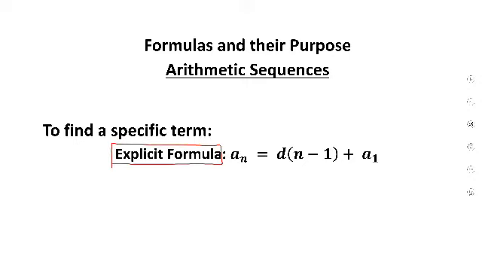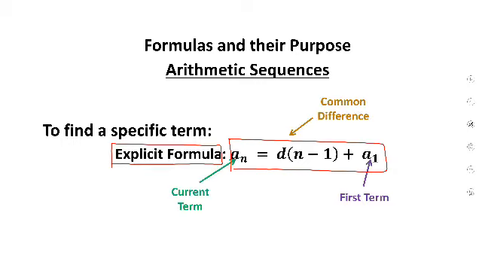So the explicit formula is defined by this formula: a sub n is equal to d times the parentheses n minus 1 plus a sub 1. For us to define those terms in the given formula, a sub n is the current term, the term that we will be looking for. d is still the common difference, and we have an additional term this time. We have a sub 1, or the first term.